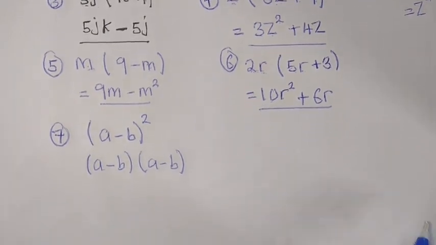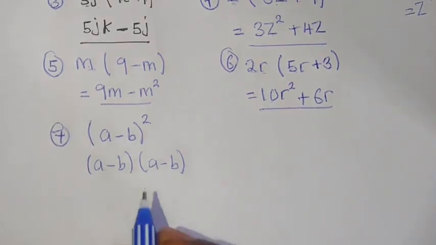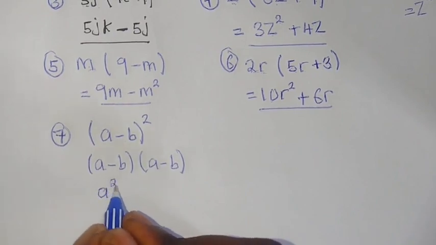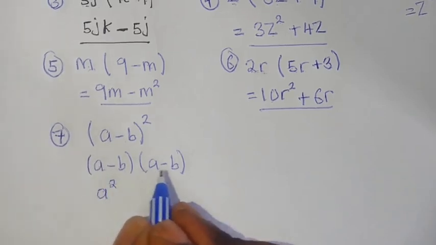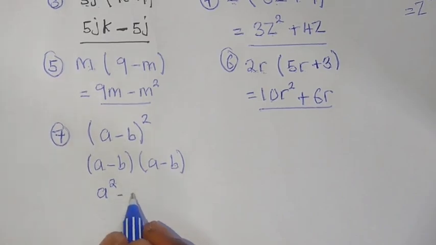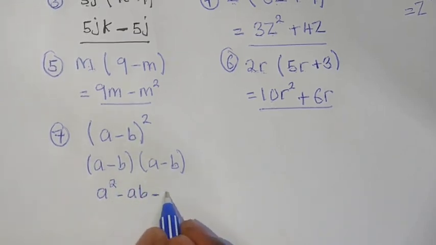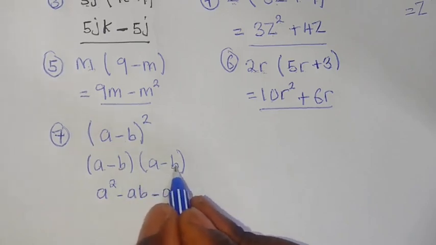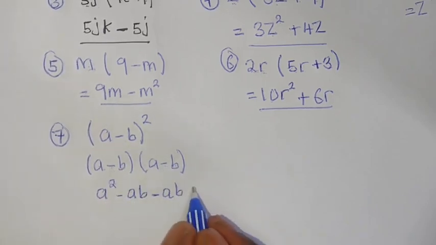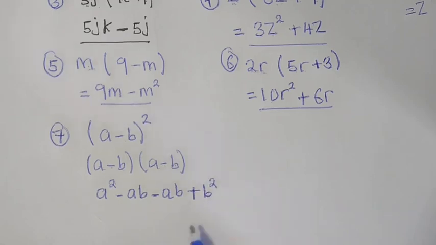Then from here, we can multiply where we say a times a. We are going to have a squared. Then a times minus b, we are going to have minus ab. Then we come to this one, minus b times a, we are going to have minus ab. Then the minus b times minus b. So minus times minus, this will give us a positive. Then b times b, this will give us b squared.